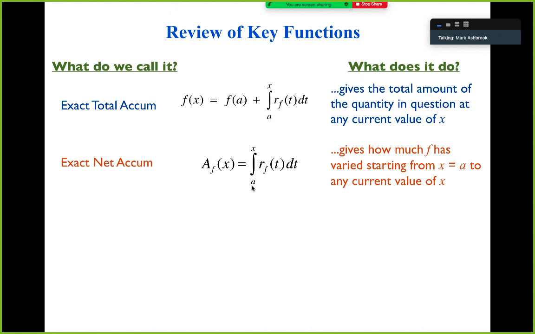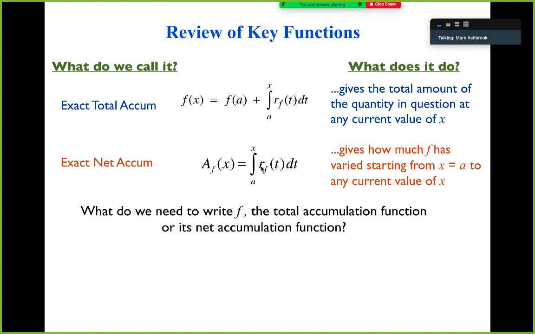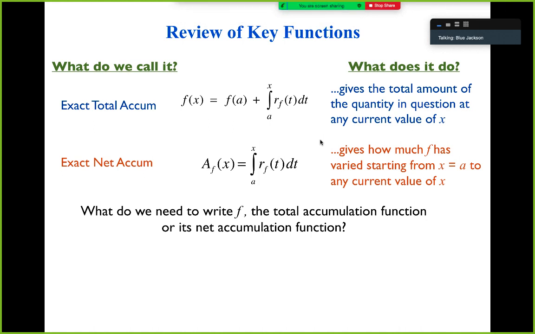Okay? And so the big question then is, if I want to write a total accumulation function or the net accumulation function, what do I need? What's the key thing that if I had it, I'd just be able to write down the exact total accumulation or exact net accumulation? What is this thing that we need? Anybody? If I want to write the exact net accumulation of a function, what do I need to do that? The rate of change of that quantity.